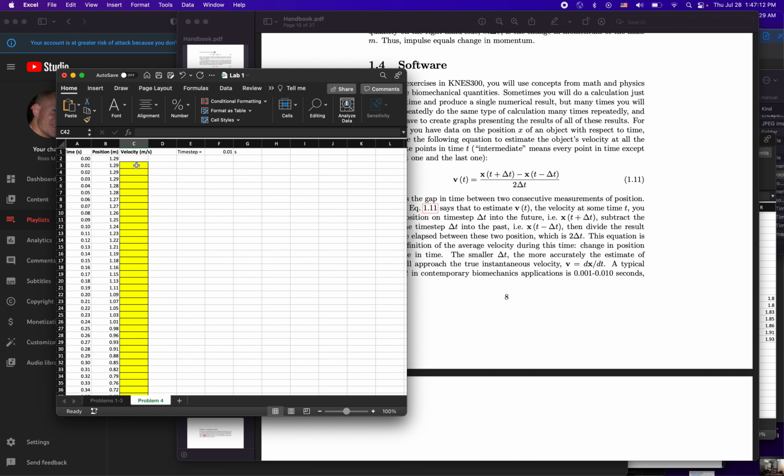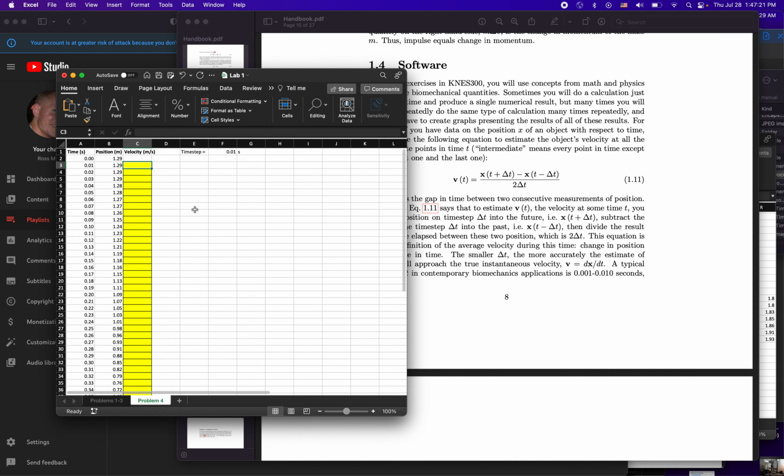So let's do it at my first box here where I'm asking you to calculate velocity, and then that'll make it clear why we're not asking you to calculate it at the first one or at the last one. I want to know my velocity at time 0.01. To implement equation 111, I'm going to take my position one time step in the future from 0.01 seconds, which would be my position at 0.02 seconds, cell B4 there. And then I'm going to subtract from that my position that's one time step in the past, which is 0 seconds, cell B2 there.